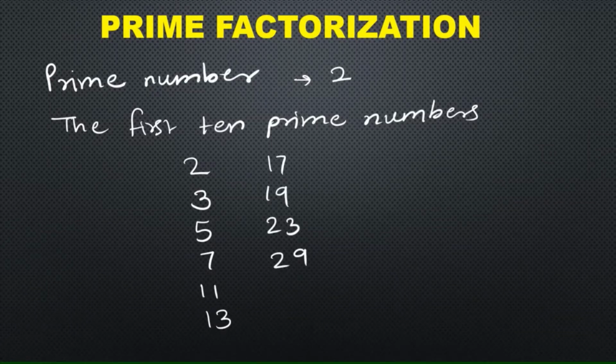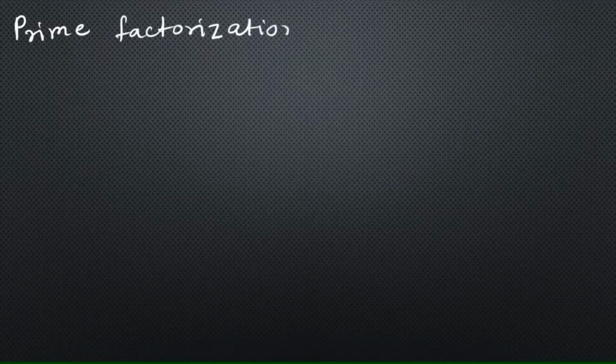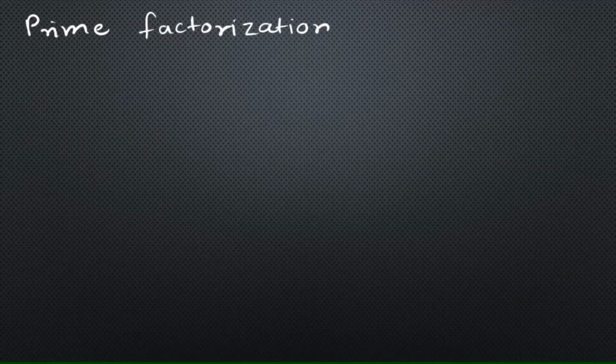Now let's talk about prime factorization. So what is prime factorization? We should know the definition before we solve the problem. Prime factorization of a number is the expression of the number as the product of its prime factors. No matter how you factor a number, its prime factors will always be the same. Now let's go through one example.